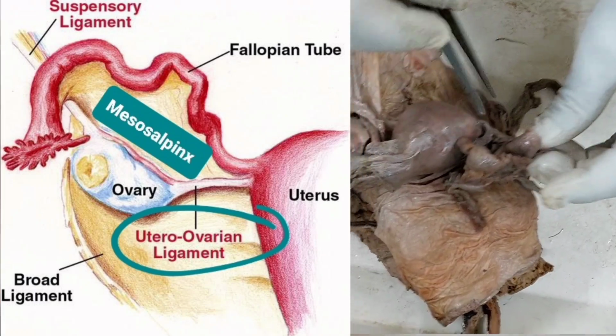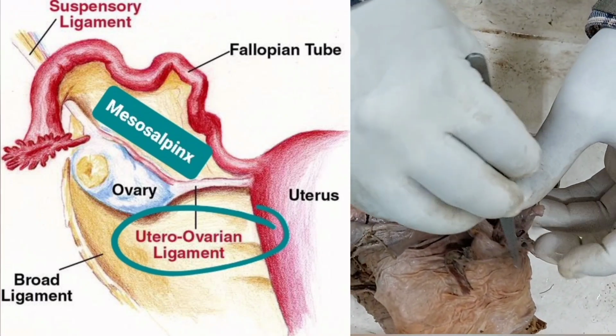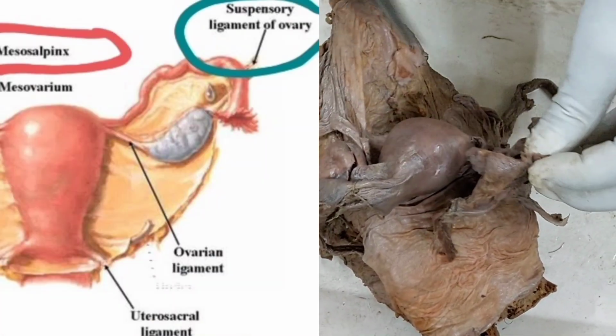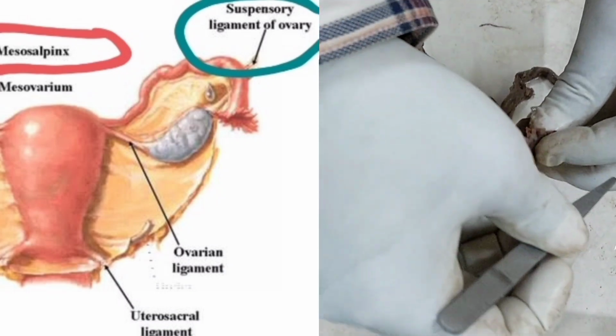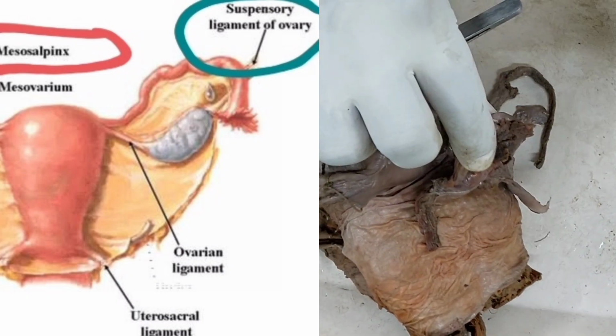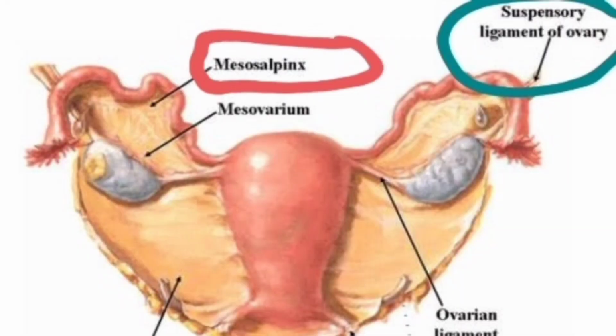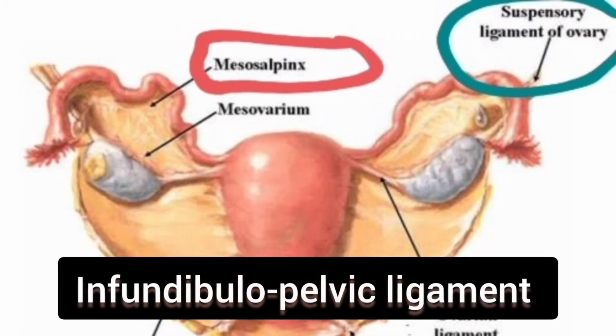And from the ovary and from the infundibular part of the uterine tube, from there to the lateral pelvic wall, forms a ligament called the suspensory ligament of ovary, or infundibulopelvic ligament.